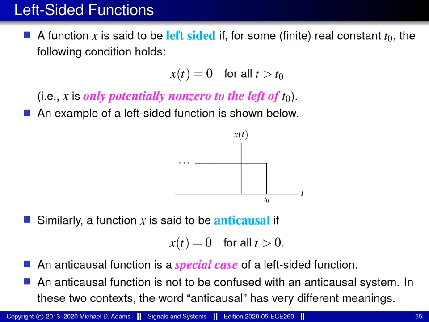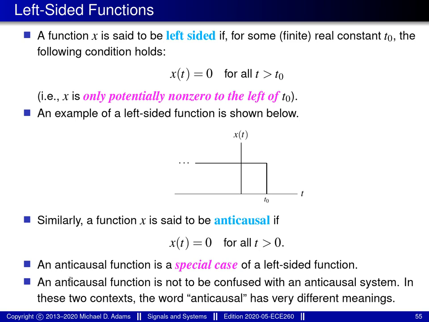Another term I need to introduce is the term anti-causal. So a function x is said to be anti-causal if it satisfies a relationship of this form. And all this is just the condition that we have up above here, where t0 is chosen specifically to have the value 0. So an anti-causal function is just a special case of a left-sided function.